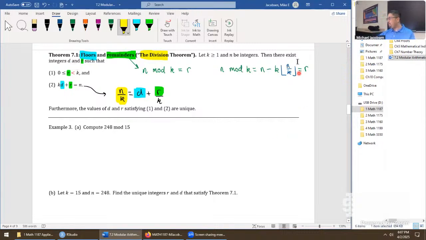So there's the tie-in. We have a formula from way back in chapter 2, but it's good to know what was this saying and how does it tie into floors and remainders. Any questions at all, folks, looking into the division theorem a second way?